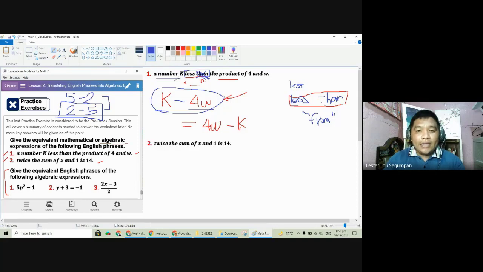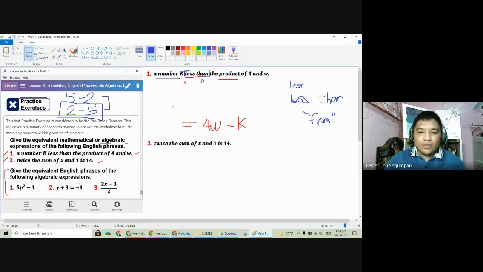This is the translation if there is no than word here. Let's just say a number k less the product of 4 and w. When you simply say less, it's just the way we write it from left to right. This is the expression if the given is less. But since the given is less than, let me just remove this so that there will be no confusion. The correct form is this. So you simply need to analyze that one.